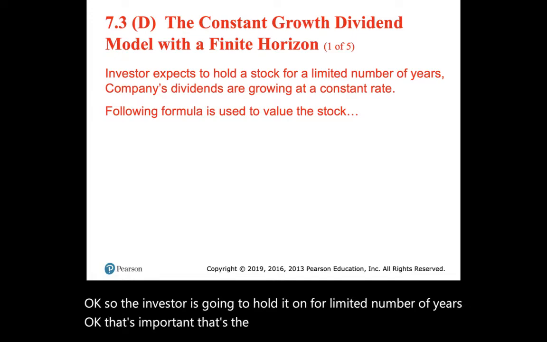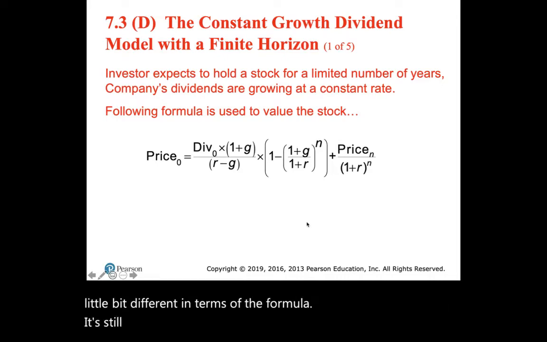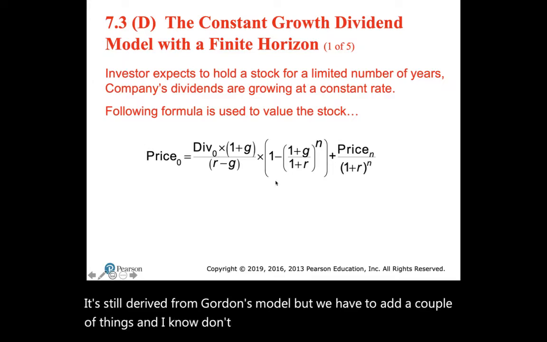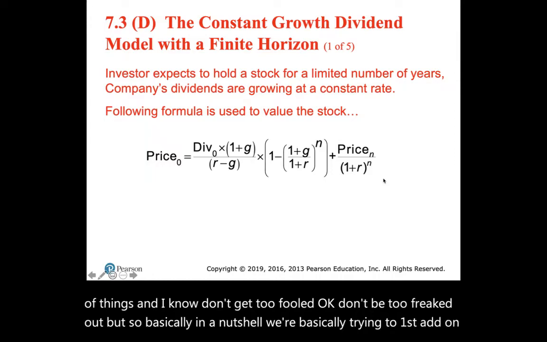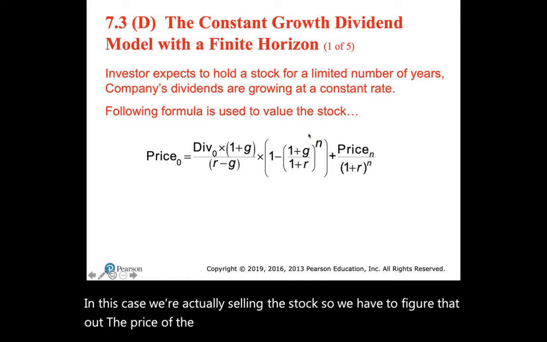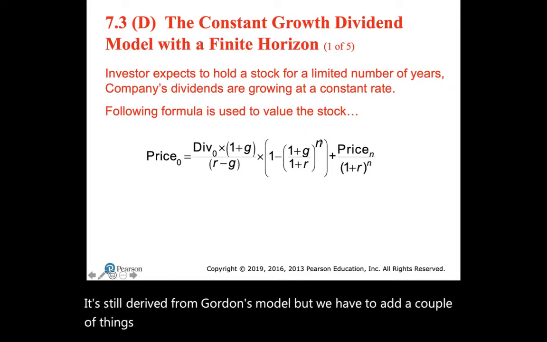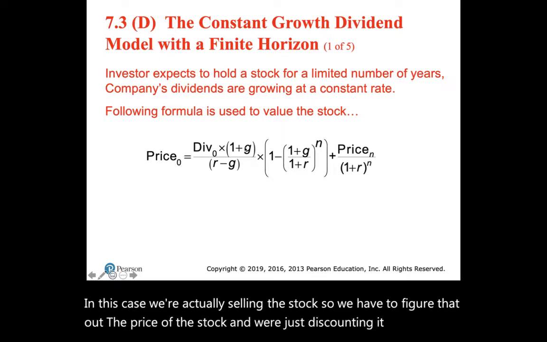So now this is a little bit different in terms of the formula. It's still derived from Gordon's model, but we have to add a couple of things. Don't be too freaked out. Basically, in a nutshell, in this case we're selling the stock, so we have to figure out the price of the stock, and we're just discounting it back. But we also have to figure out for how long we are holding the stock. And this is what factors in here. So there's a bit of an adjustment to the Gordon model.